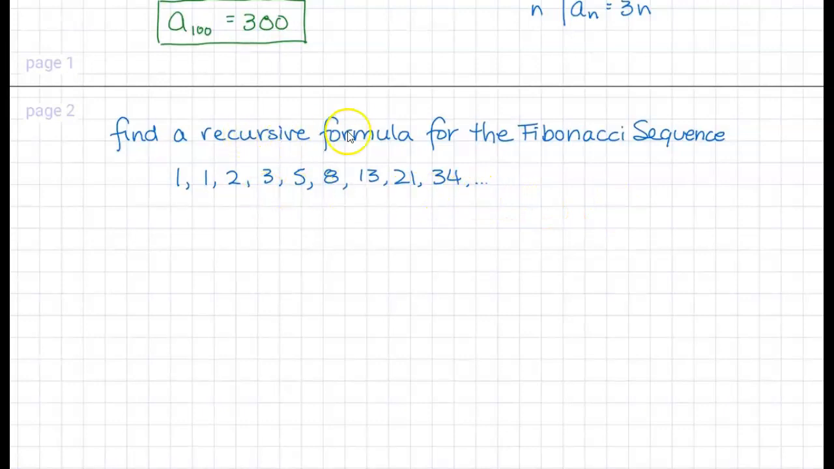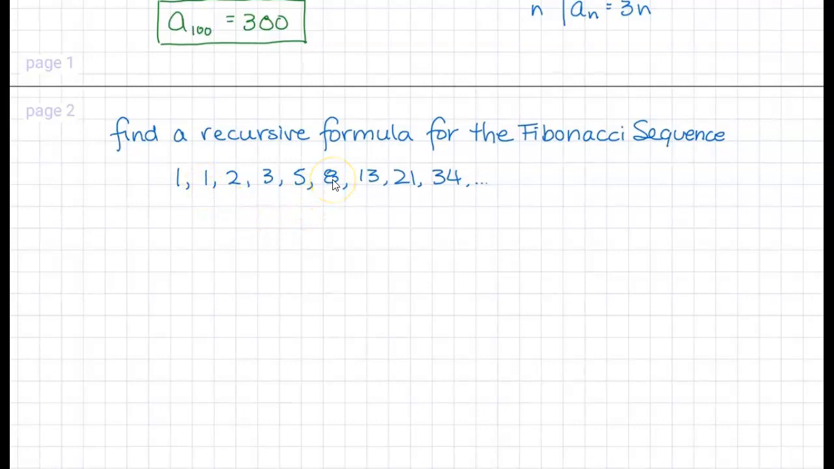But there is another type of formula that can describe a sequence. In the Fibonacci sequence, it's really easy. Basically, remember what you do to find the Fibonacci sequence. Any term is the sum of the 2 previous terms. So 3 is the sum of 2 plus 1.